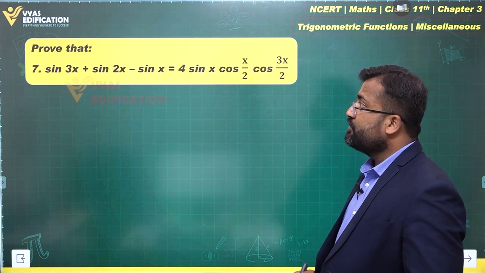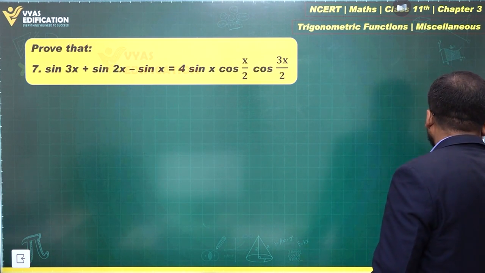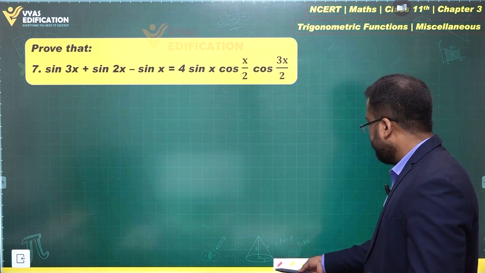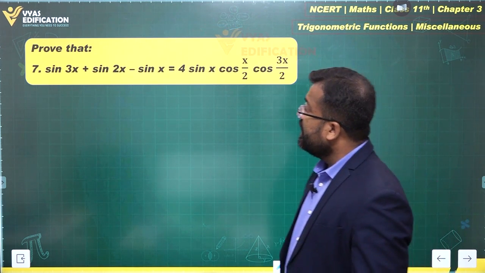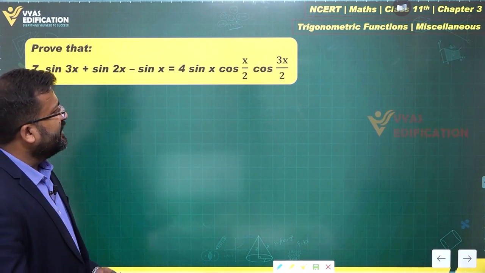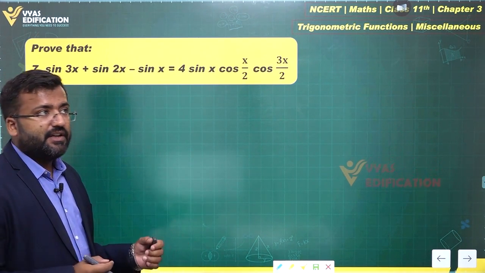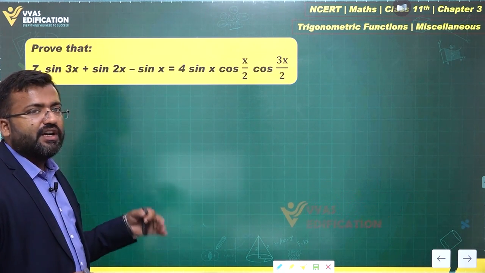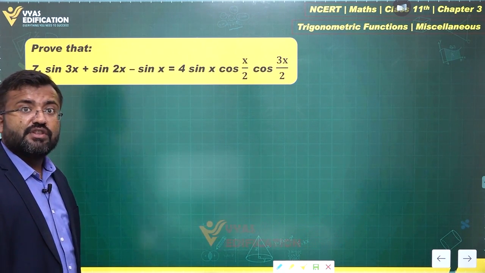Is that all? Yes. Let's try and solve this question next. What does the question say? Prove that. You have a lot of huge expressions on the left hand side, but they are all separated by plus or minus sign. Whereas on the right hand side, you don't have any plus or minus, they are only products, right? So we'll have to convert the sum or difference into product using transformation results.